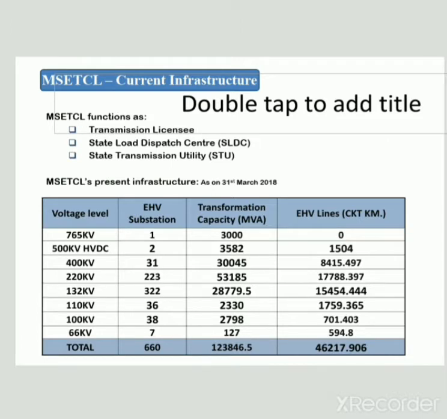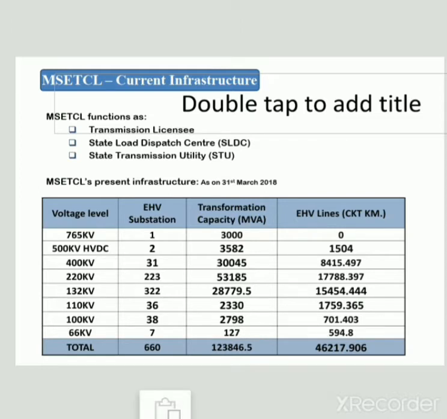Transmission Corporation Limited. The functions of MSETCL, considering all high voltage and extra high voltage substations, according to the number of substations available, is called transmission license. Second one is State Load Dispatch Center, we can also say SLDC in short form. Next one is State Transmission Utility, that is STU. So MSETCL presents infrastructure as of 31st March 2018.